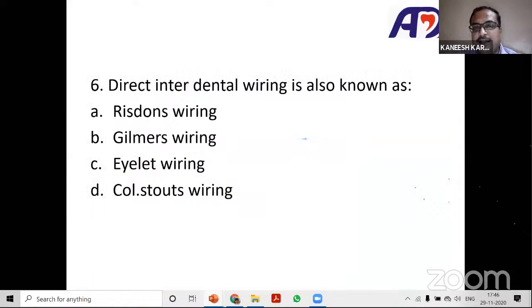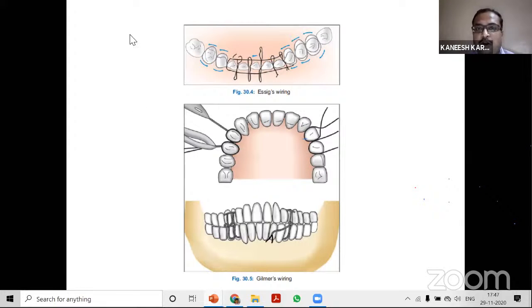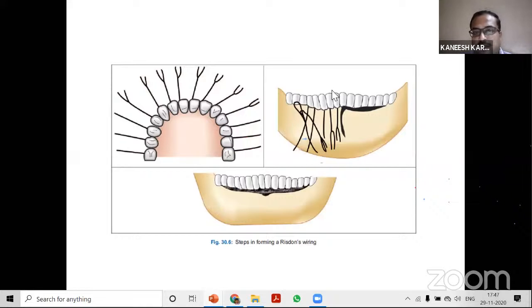Direct interdental wiring is also known as Gilmer's wiring. So we already saw S6 wiring. This is Gilmer's wiring. You place wires around the tooth and tie it from the maxilla and the mandible. That is Gilmer's wiring or direct interdental wiring. This is resistance wire. You pass a single wire from molar to molar and secure the individual teeth with interdental wires.